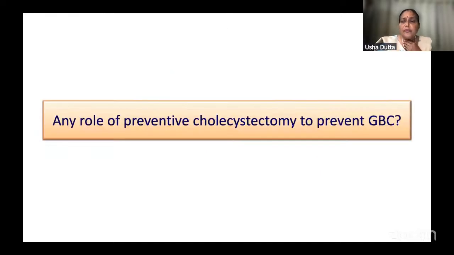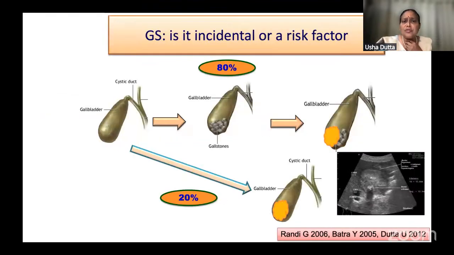So is there a role of preventive cholecystectomy to prevent gallbladder cancer? This is a very provocative statement. I will just place my arguments in favor of it. Gallstones, is it an incidental or a risk factor? 80% of our gallbladder cancers have associated gallstones, 20% have none. The gallbladder cancer in both these conditions may be different, may have a different way of pathogenesis. In fact, Dr. Kapoor has always been telling us that we should be studying these two types of cancers and understand how different they are.